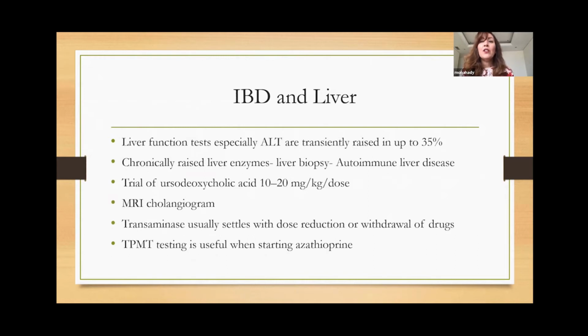So liver functions are usually elevated, mainly transaminases, and in about a third of the cases, this is transient at the onset of the disease. However, if these transaminases or abnormal liver functions persist for more than 3 months, they require referral for an assessment and a liver biopsy to diagnose autoimmune liver disease. Another very useful investigation is the MRI cholangiogram, which is recommended if there are abnormal LFTs in children with IBD, because it can pick up early biliary changes and early sclerosing cholangitis.